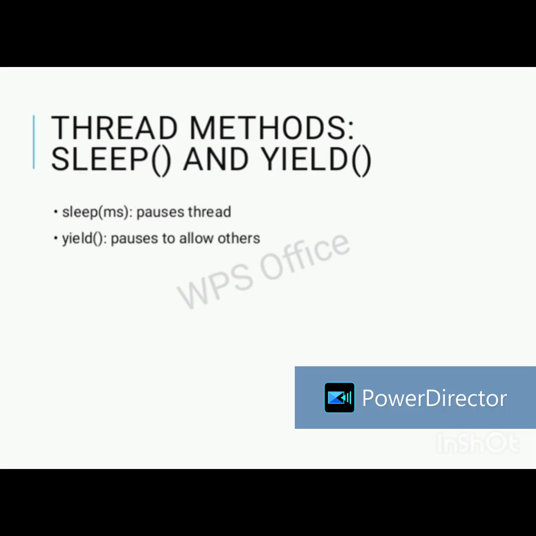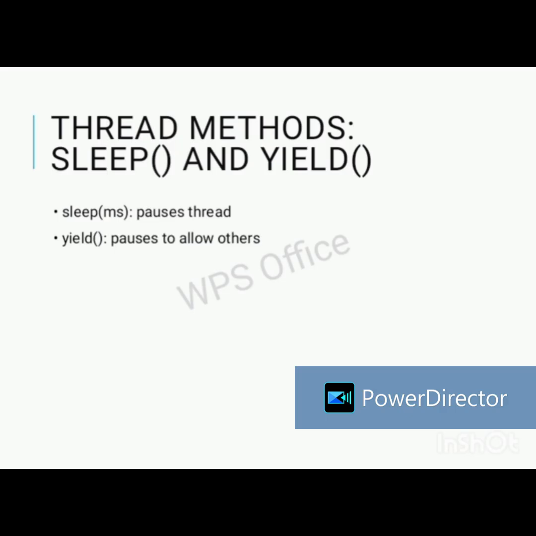Thread methods: sleep and yield. In Java multi-threading, controlling the timing and execution of threads is crucial. Two important methods provided by the Thread class to help manage this are sleep and yield. Let's start with the sleep method. This method pauses the current thread for a specified number of milliseconds. It is useful when you want to delay execution or simulate real-time intervals, such as waiting for resources or polling for data. During the sleep period, the thread transitions into a timed waiting state and allows other threads to execute. Importantly, the sleep method throws an InterruptedException, which must be handled with a try-catch block.